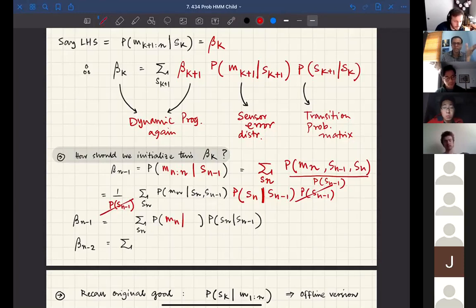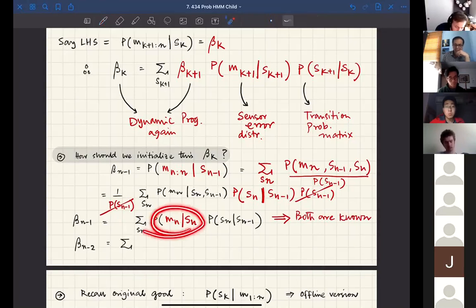Markov. You only care about candidates coming into Zurich, not from where they flew in. So what is this mn given? Just sn. Just sn, excellent. Times sn given sn minus 1. Do you know both now? Both are known. This is your sensor measurement. This is your motion model, the transition probability matrix. You're done.